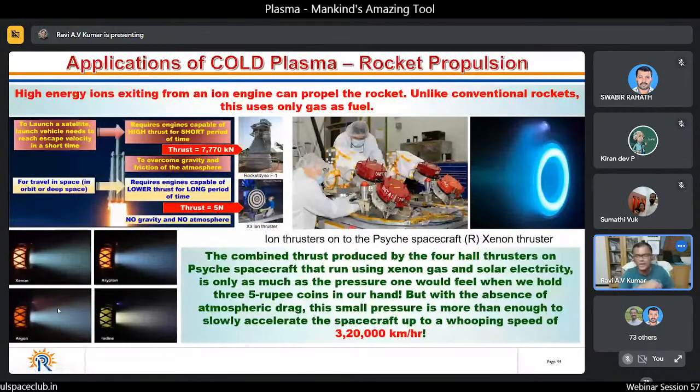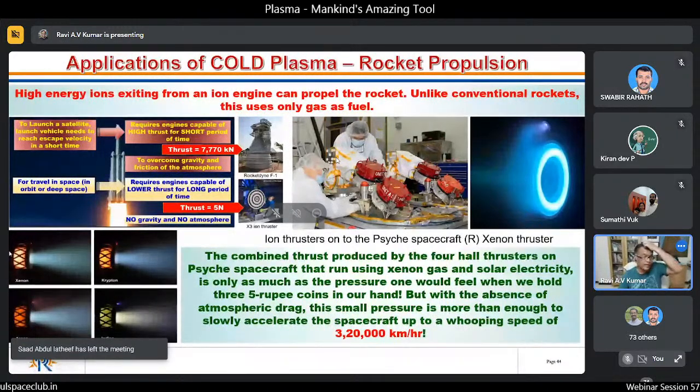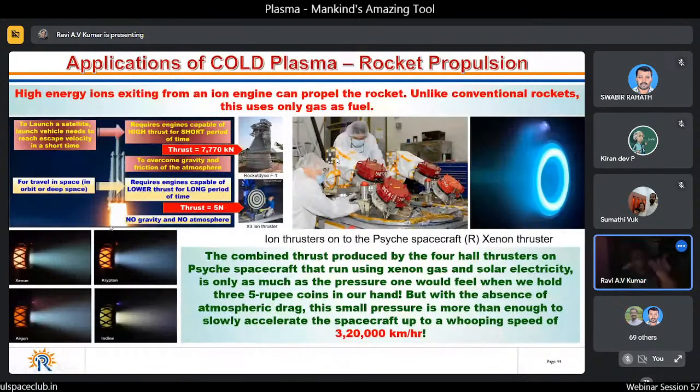Now let us come to space, which is important to this group. Rocket propulsion is one of the most important applications of plasma in space, and all of you know that for taking the spacecraft from ground to space, you need high impulse rockets. That's why you have massive rockets that burn for a few minutes and everything is gone, and the rocket has reached space. But once the rocket has reached space, there is microgravity, or gravity is nearly zero, and there is no atmosphere. There is no drag. So even a small force will take the rocket over a long distance.